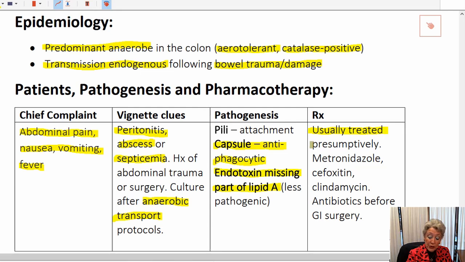Normally, it's treated presumptively. Any sort of known scheduled surgery is going to be pre-treated with metronidazole or cefoxitin or clindamycin before any sort of surgery. But obviously, people do not schedule themselves for car accidents and other types of spontaneous trauma that can occur.